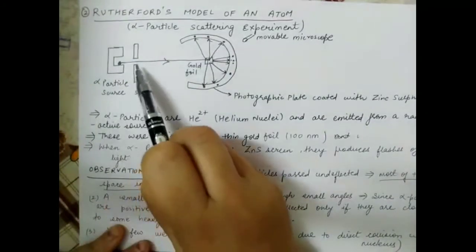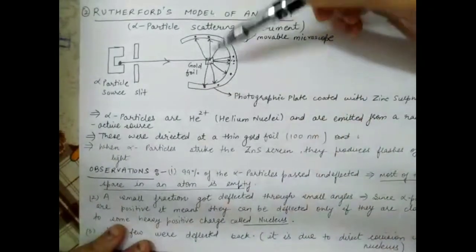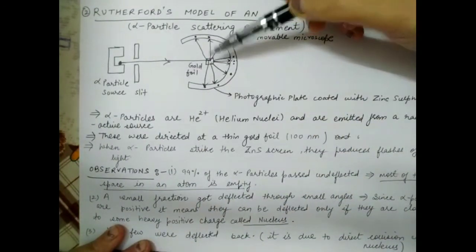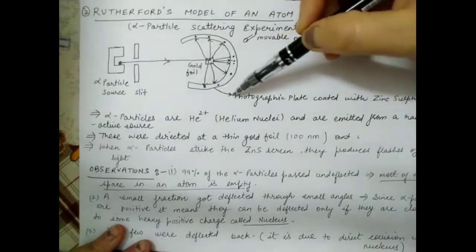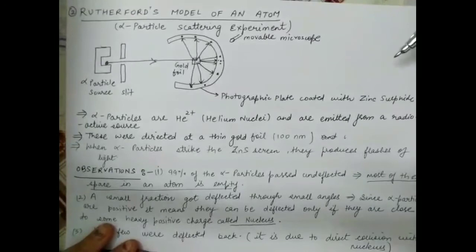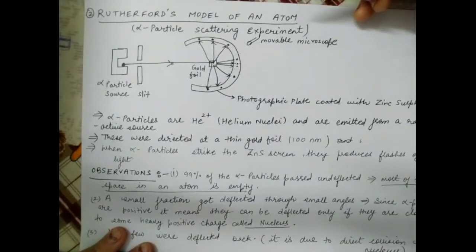This is a slit for getting a narrow beam of particles, and this is the gold foil. In the center a very thin gold foil is there, and this gold foil is surrounded by a photographic plate which is coated with zinc sulfide. Zinc sulfide is a fluorescent material, so whenever any particle strikes the zinc sulfide screen, it produces a flash of light.